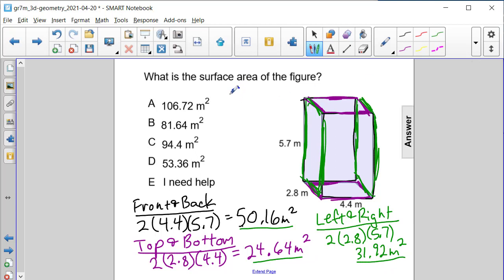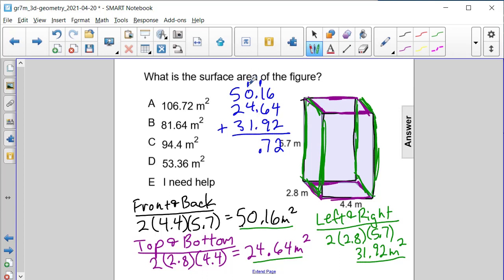So then the total surface area of this figure is the sum of these 3 values. So that will be 50 16/100 plus 24 64/100 plus 31 92/100. So we're going to get 12 in the hundredths column. So we have 2 hundredths and we have 10 hundredths, which is equivalent to 1 extra tenth. So we have 9 and 1 is 10 and another is 11 and 6 more is 17.